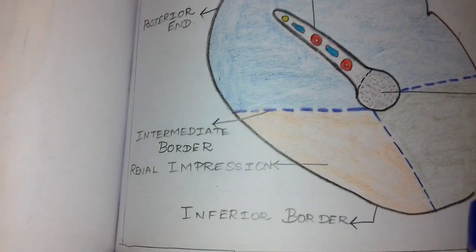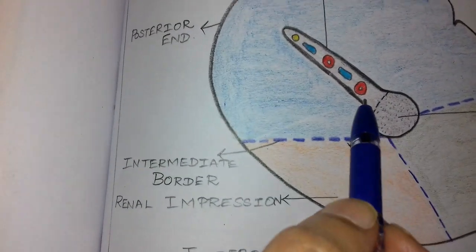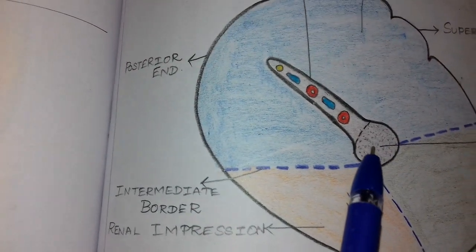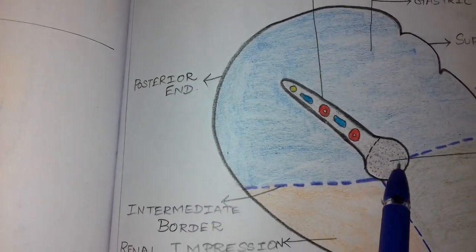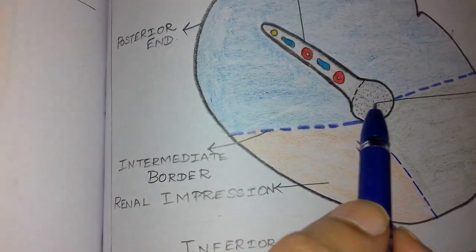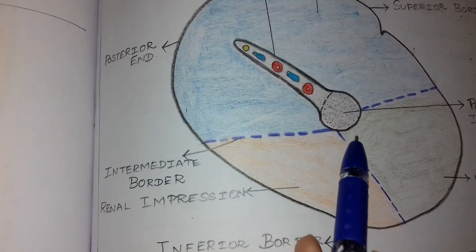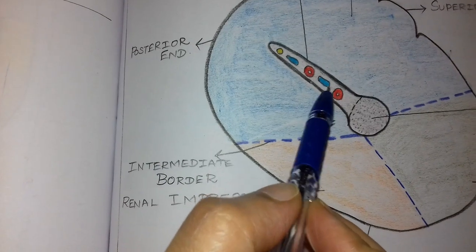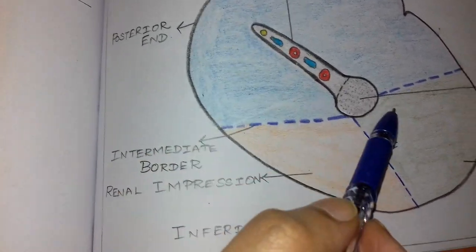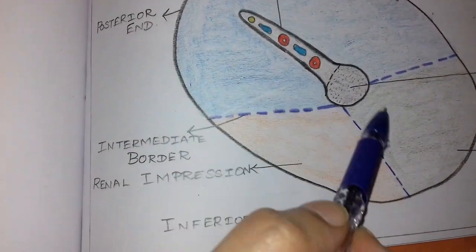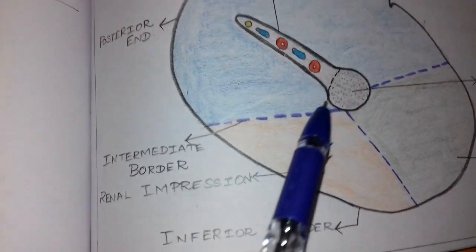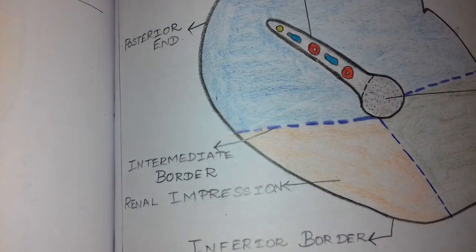The lower part of the colic impression is related to the phrenico-colic ligament. Next is the pancreatic impression. This pancreatic impression is for the tail of the pancreas. It lies between the hilum and the colic impression. This is the hilum, this is the colic impression, and in between these two is the pancreatic impression, which is for the tail of the pancreas.